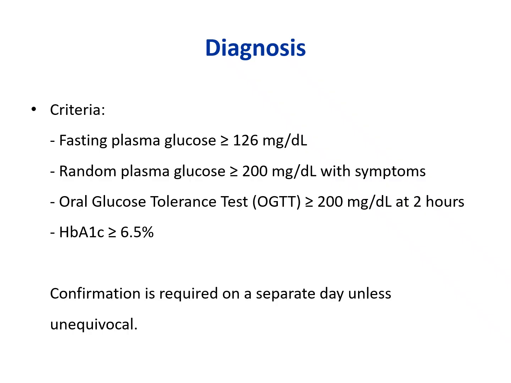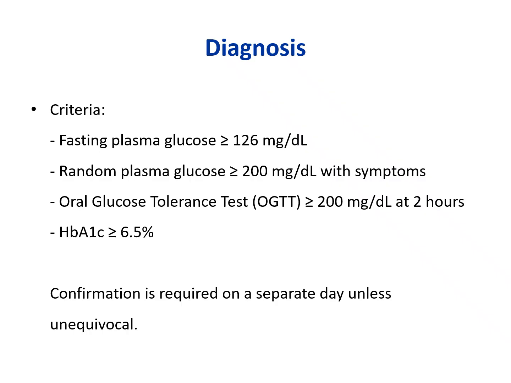So these are all the tests which are required to diagnose diabetes mellitus, and confirmation is required on a separate day unless the hyperglycemia is unequivocal. It means that if we test once and see in the individual a value of more than 126, 200 milligram per deciliter, or more than 6.5, at once we don't confirm it as diabetes mellitus.